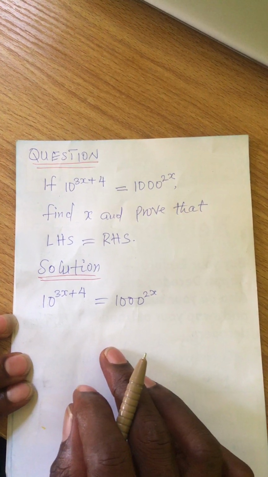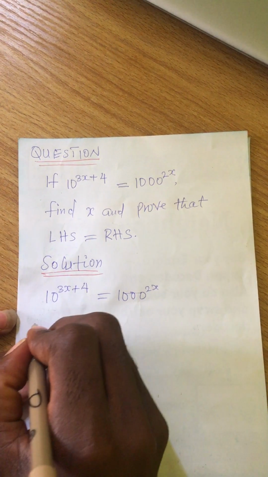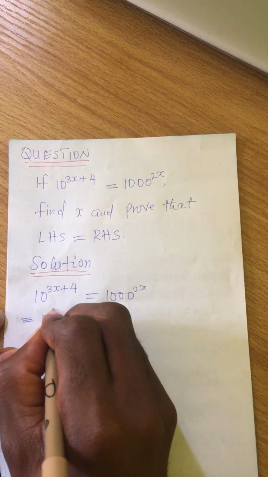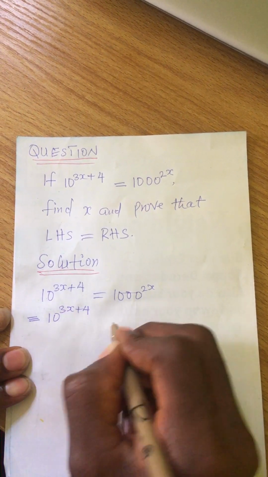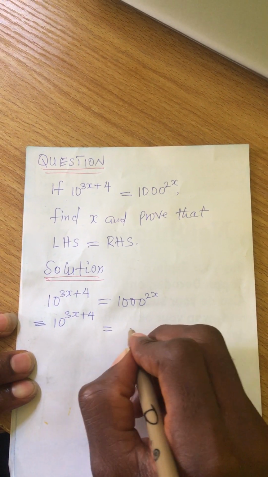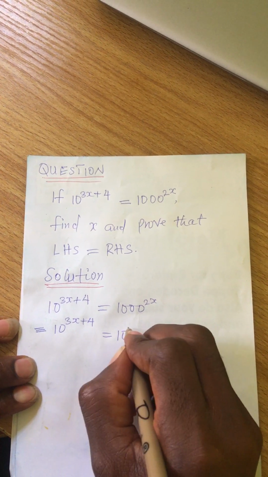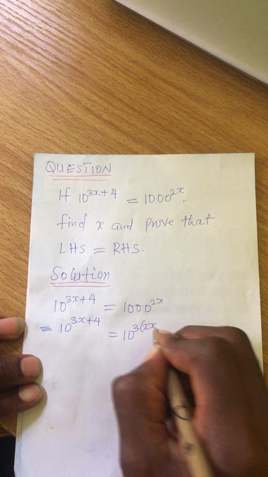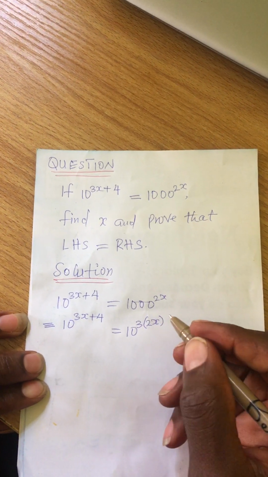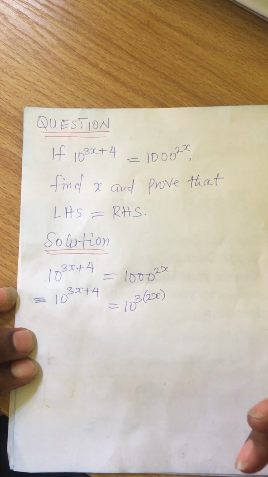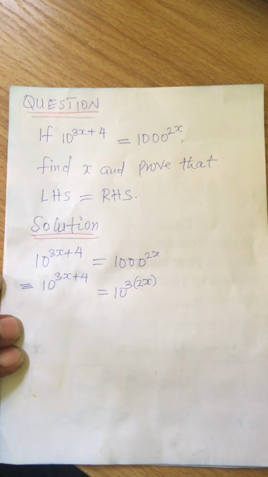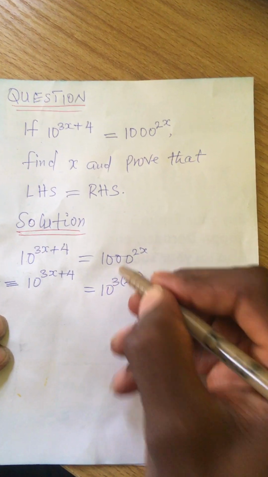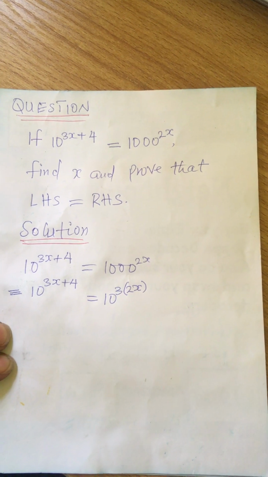So if you look at it very well, this same equation is equivalent to this equation: 10 power 3x plus 4 is equal to 10 raised to the power 3 open bracket 2x. What this means is that, remember 10 raised to the power 3, as we said in indices, means 10 times 10 times 10. 10 times 10 is 100, 100 times 10 is 1000. So instead of putting the 1000, we replace it with 10 power 3 and then bring back the 2x.